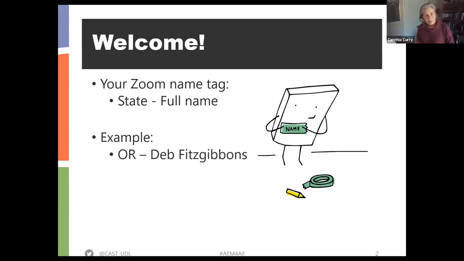Because we'll be doing breakouts, one of the things that'll be useful for us to know is what state you're in. So if you would put on your Zoom name tag, start with your state abbreviation and your full name. My example there is Deb Fitzgibbons, who I used in the past because she usually comes, and I didn't want to call out anybody who may not be here. So the example there is Oregon and Deb Fitzgibbons. So just your state abbreviation and your full name.